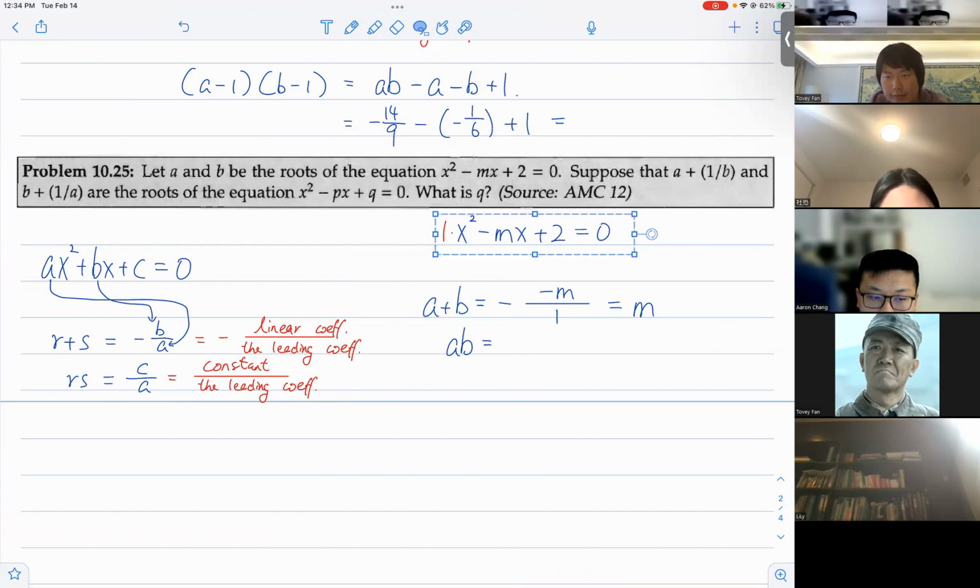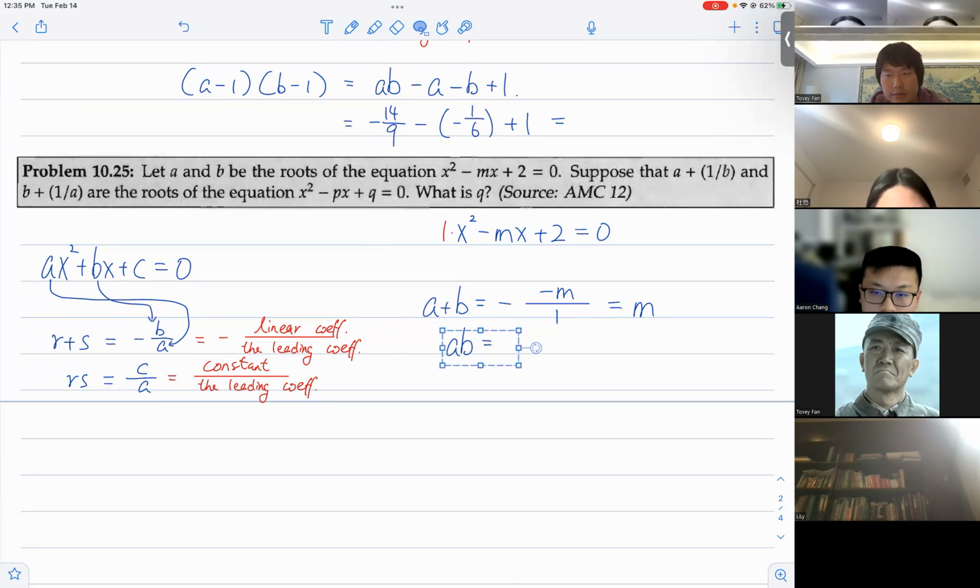2, right? Good. The constant is 2, the leading coefficient is 1, so 2 divided by 1 is 2. So the product of roots is 2 over 1, which is 2.